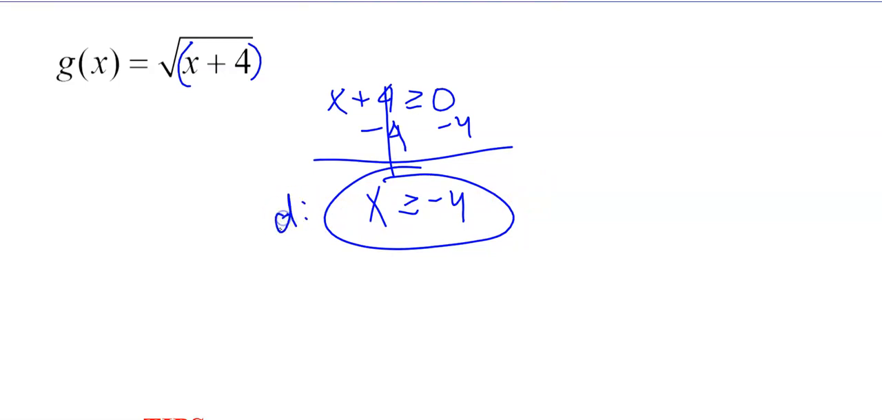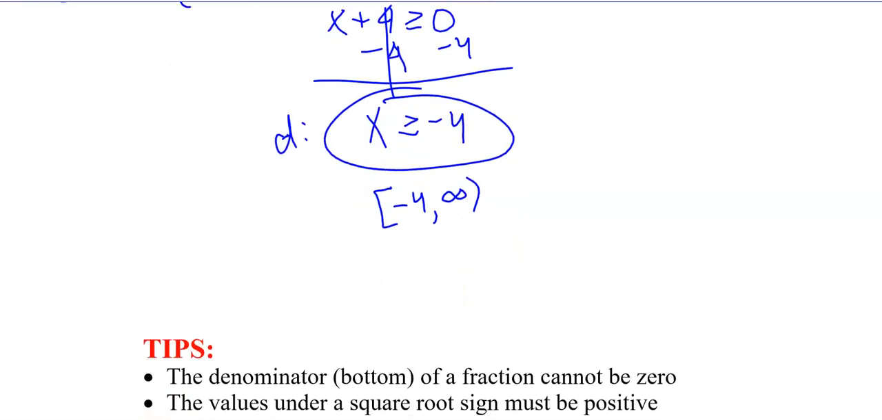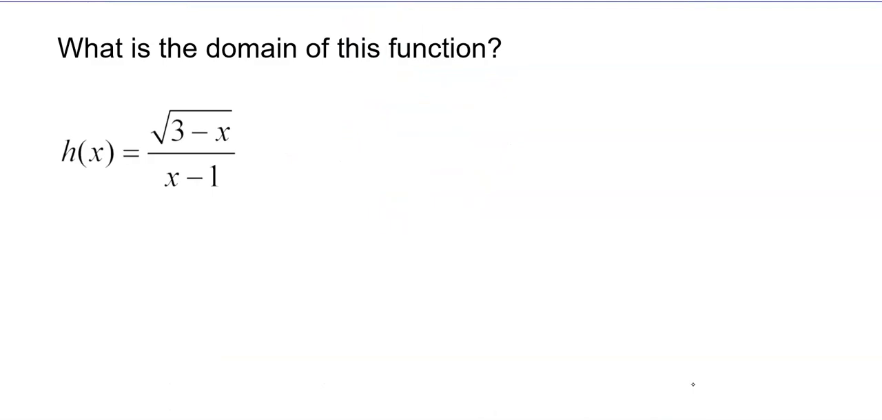One thing that's nice if you do it this way, it automatically comes out in the form you want. That's the domain. You could also write it with interval notation from -4 to infinity. So the two things you've got to know: the denominator can't be 0, and values under a square root can't be negative. So it actually could be 0 or positive, so we must say it's greater than or equal to 0.